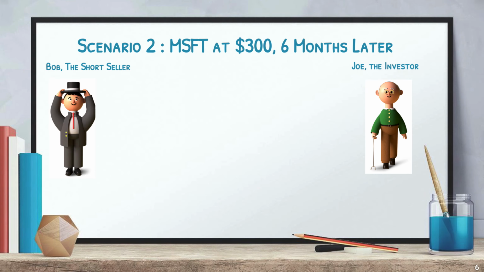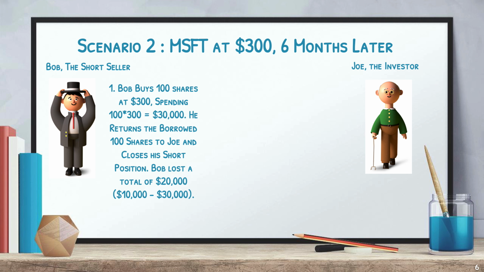Now, in the second scenario, you will see here that Microsoft really had a fantastic course and went to $300. It was $100 and now it's $300 6 months later. And Bob is actually sweating bullets because he's losing money. Why is he losing money? Because as the stock is going higher, at some point he has to buy the stock and return it to Joe, the investor, because he keeps losing more and more as the stock is going up and he's getting more and more scared and he potentially doesn't even have the money to cover his position. So what needs to happen here is Bob buys 100 shares at $300. And so he's spending $30,000. That's 100 shares multiplied by 300 here.